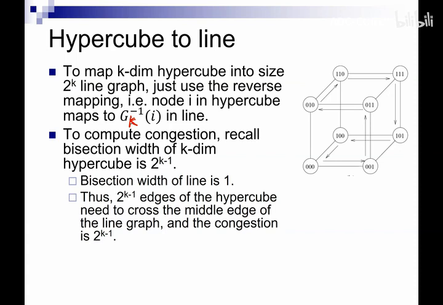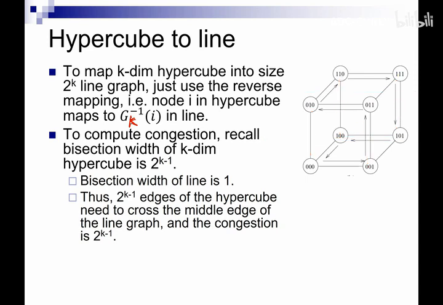So now we have the mapping. Now let's look at how good this mapping is. First of all, let's look at the congestion of the mapping. Remember from the previous lecture that the bisection width of a k-dimensional hypercube is going to be 2 to the k minus 1. So for example, for this three-dimensional hypercube, we're going to end up cutting 4 edges, because if you make a cut like this, then we're going to cut all of these edges from the top to the bottom.